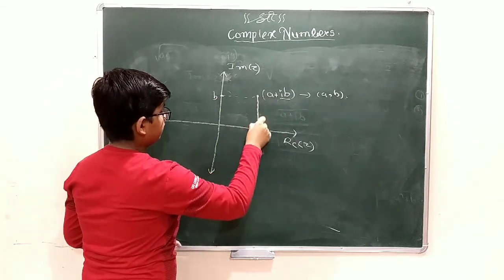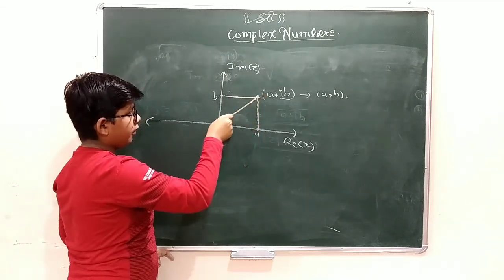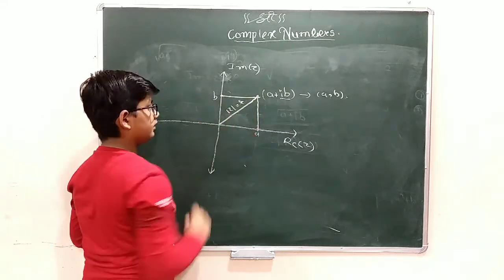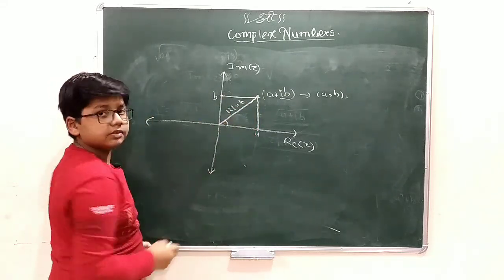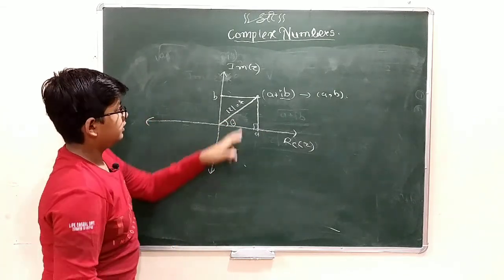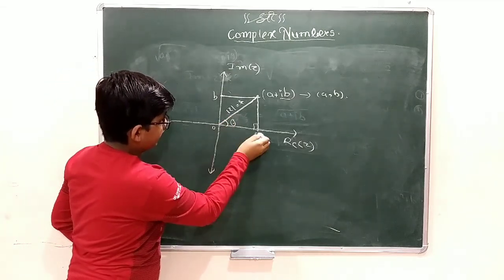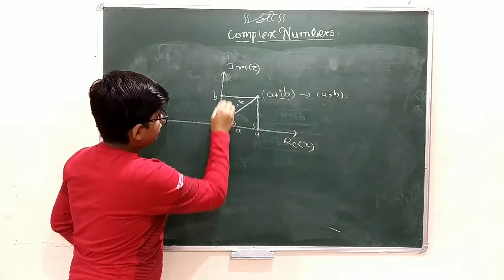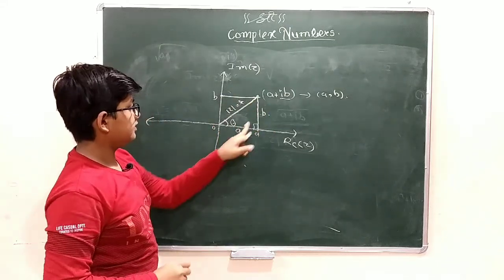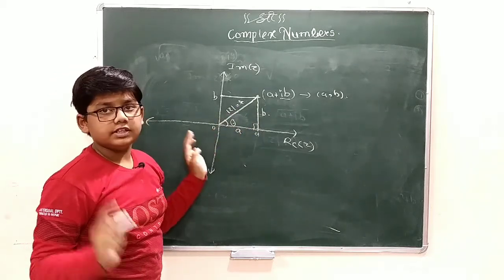Now if I take this point and join it to the origin, then this length will be the modulus of z. Let it be r. Now what will be this? This will be the argument. Let it be theta. This is the right angle. Now what will be this length? This is 0 to A, so it will be a. This is 0 to B, so this is b. This length is a, this is b, this is r. This angle is theta, which is also known as the argument. This is the modulus. This much we know.